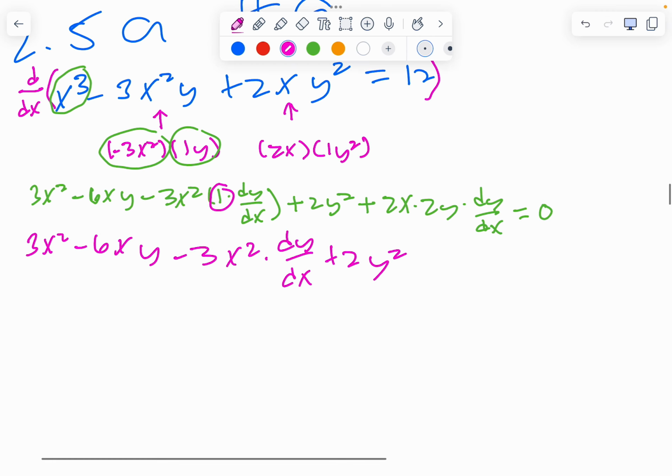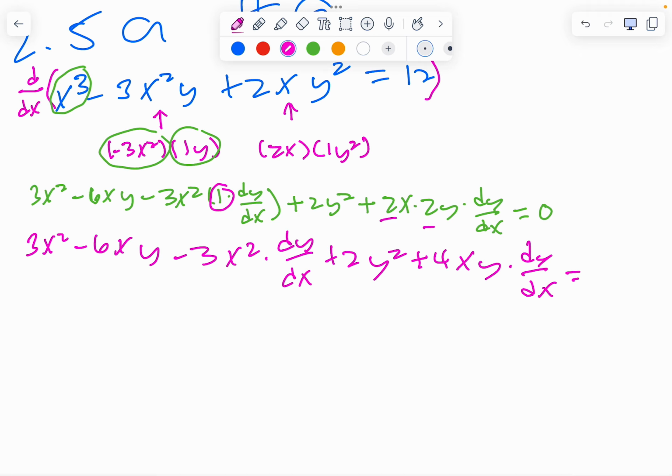On the next one, we can combine. What is 2 times 2? Plus 4xy dy over dx is equal to 0.